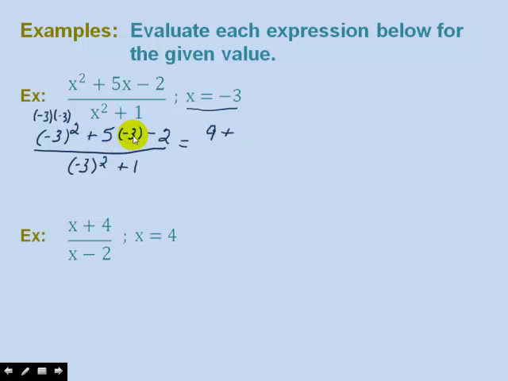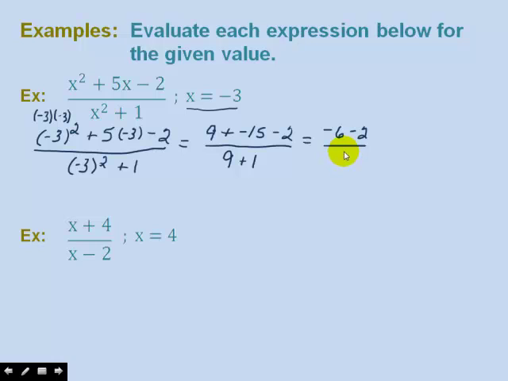Now we can actually go ahead and do this multiplication, the 5 times the negative 3. That gives us negative 15. Then we have the negative 2. And let's do the same thing in the denominator. So again, we have the negative 3 in parentheses squared, and that's going to give us a positive 9 plus 1. Now all we have left in the numerator is addition and subtraction, so we do that from left to right. 9 plus a negative 15 is negative 6.